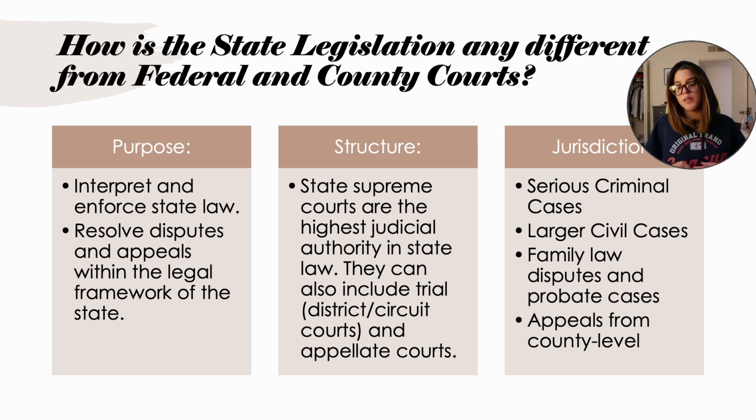So we obviously have appeal cases from the county level. And then we also have our serious criminal cases, serial killers that are going over state lines. And then we have larger civil cases, which can be pretty much anything up to a bad prenup. And then we also have family law disputes and probate cases, which is technically guardianship if someone was to appeal from the county level because they did not get the state of custody that they wanted.